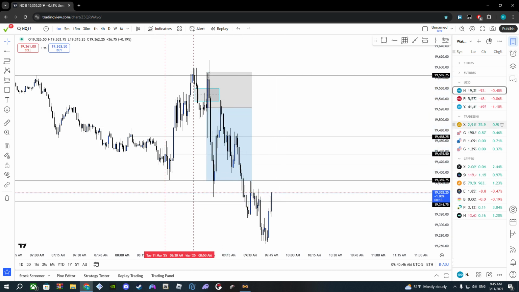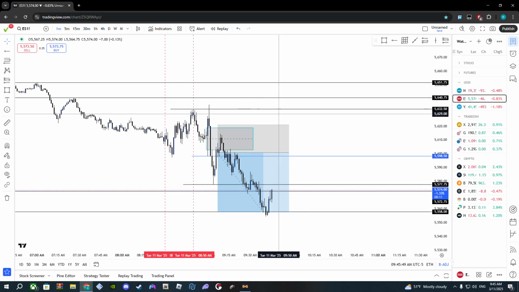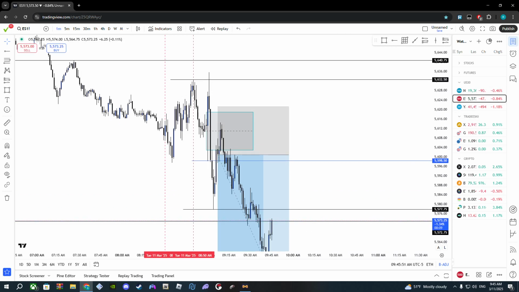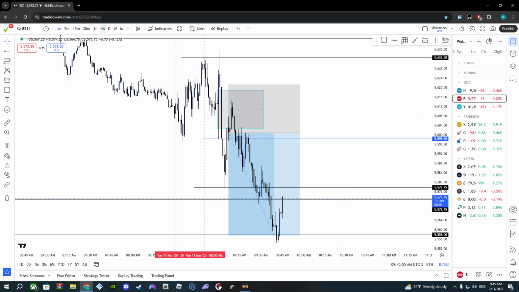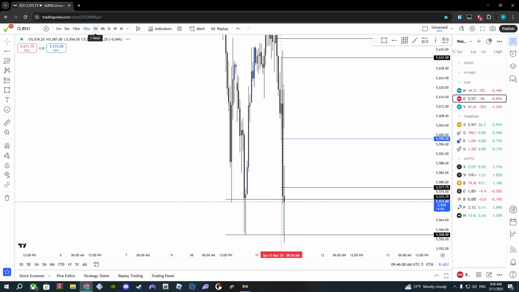So let's get into the winner. But like I said, I'm not too disappointed because my bias was correct. I just executed it a little too early. I should have waited on news. So here's the winning trade on ES. Let me show you what I did on this, what I was thinking.